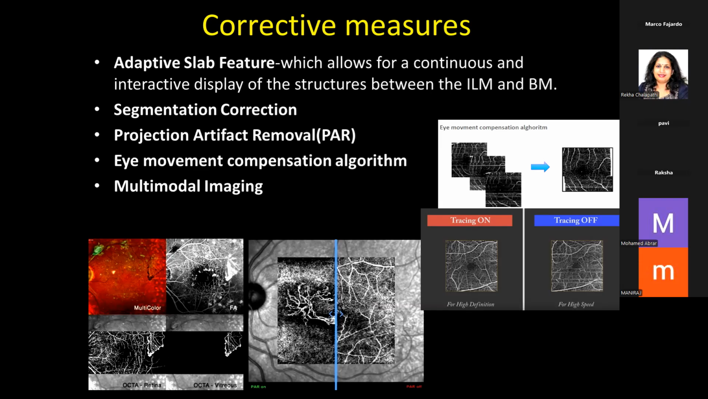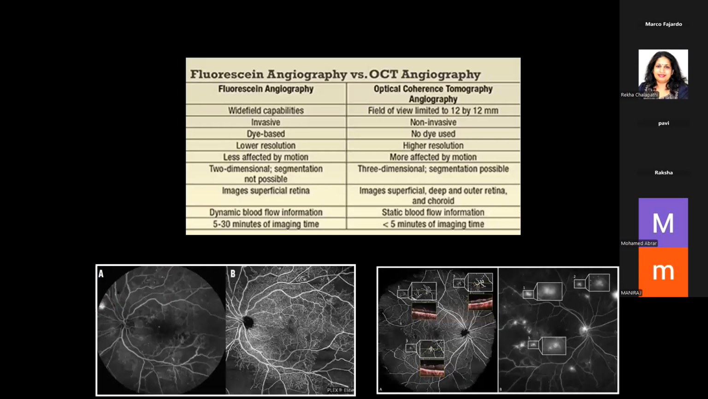Why we have to choose OCTA over fluorescein angiography is basically for a couple of reasons. As you know, FA is an invasive, dye-based procedure. The resolution is quite low. FA gives a two-dimensional image; OCTA gives a three-dimensional image. FA analyzes only the superficial vascular layers; OCTA analyzes both the superficial and the deep vascular layers. And the acquisition time is also very short.